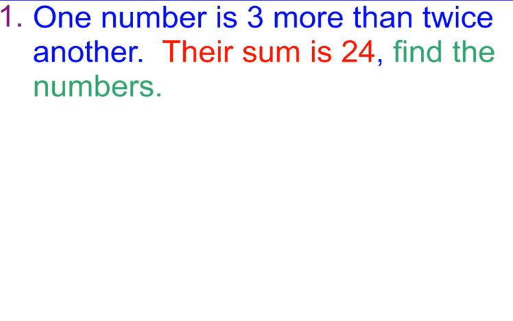So one number. They don't tell us what that number is, so we're going to probably call it a variable, right? So I'm going to say x. One number is. What does is mean in math? Is equals. So one number is 3 more than. So 3 more than would be adding, twice another, meaning another number. So I'm going to take 2 times that other number because it says twice another. So I'll take 2 times, and I have to pick a different variable because they said another. So 2 times y.